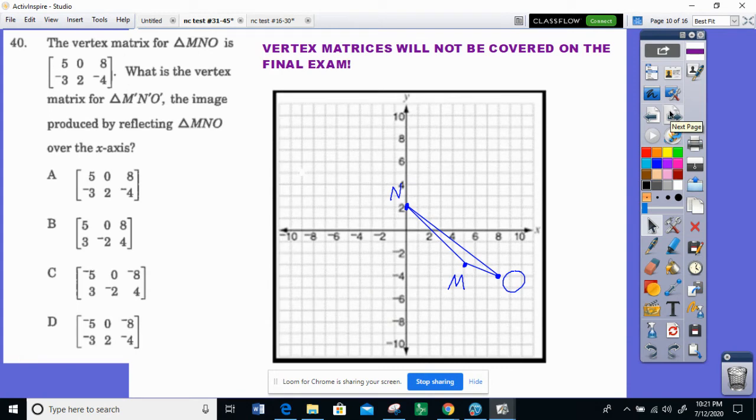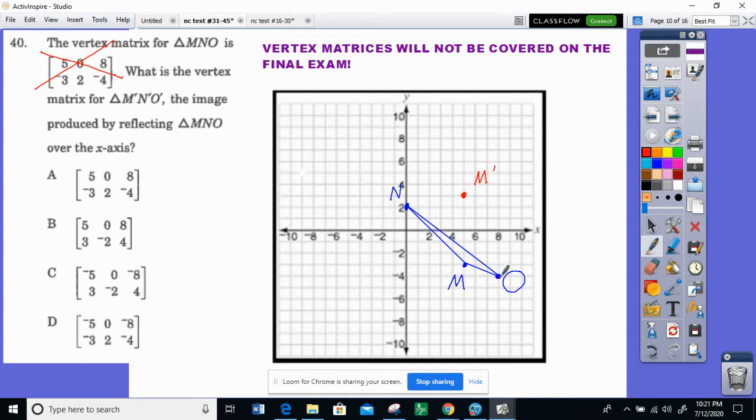All right, number 40 again has a vertex matrix that is not going to be on the final exam. What I did want to show you is these are the coordinates of triangle MNO and how we could reflect those over the x-axis, just like we did in number 39. Take this point. If it's 1, 2, 3 units below the x-axis, it's going to go 1, 2, 3 units above the x-axis. There's M prime.